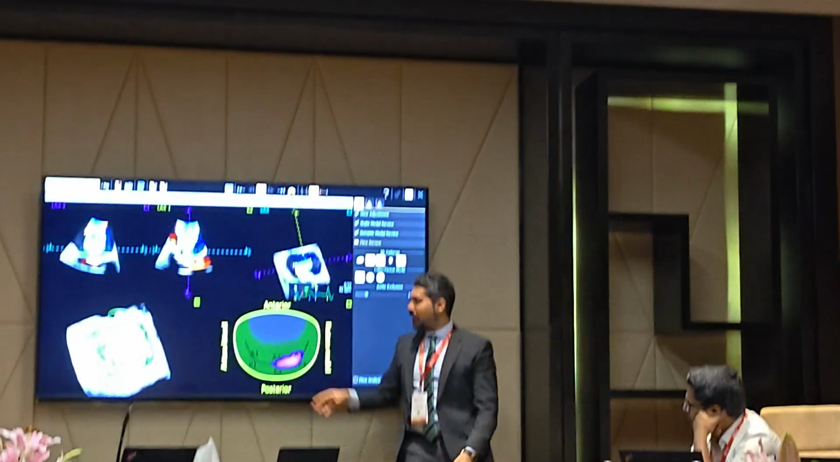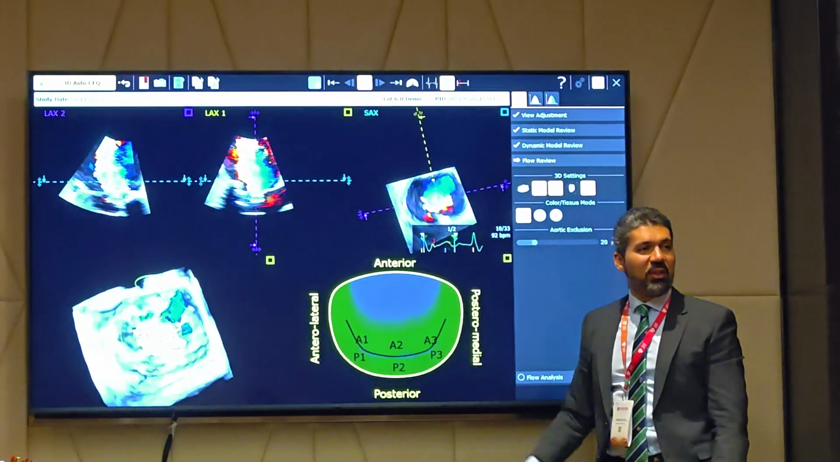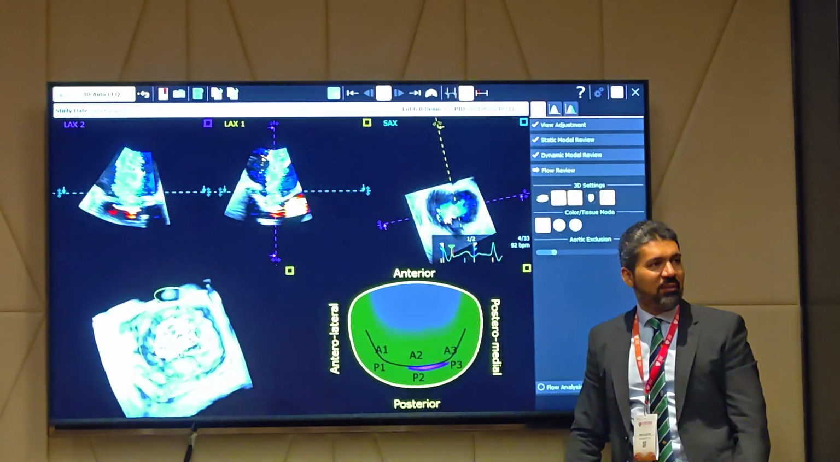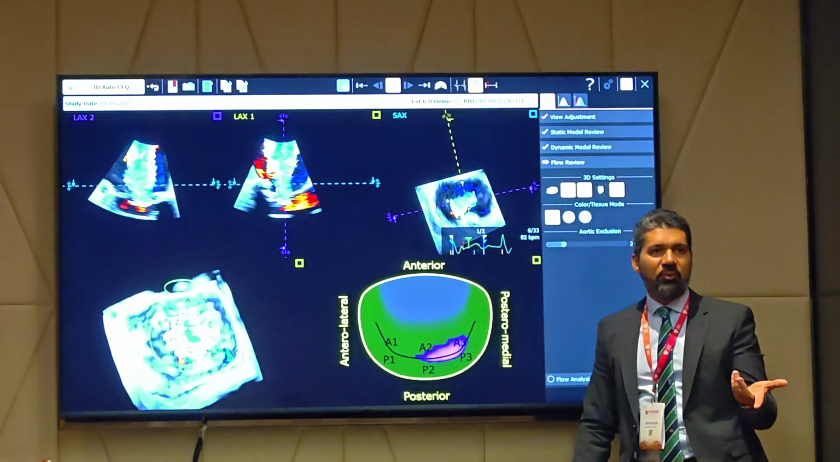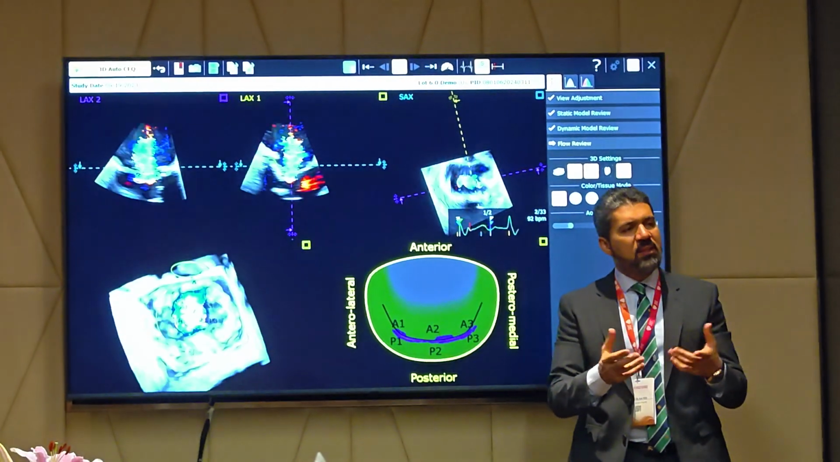Then you wonder how could I quantify this very complex jet with a simple 2D vena contracta. It's very difficult, right? But we didn't have anything else to do. We were trying to come close as much as we could. Even the 2D vena contracta method has its own pitfalls.